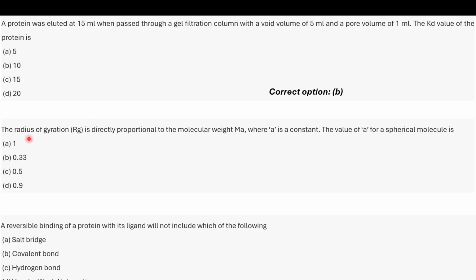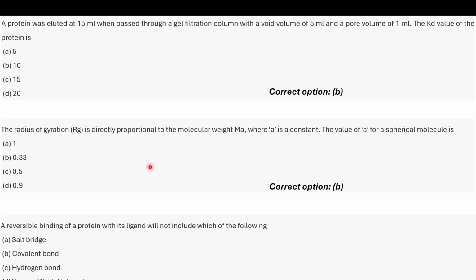Now, the radius of gyration is directly proportional to the molecular weight M to the power a, where a is a constant. So the value of a for a spherical molecule is, can anybody answer? Yes, it will be 0.33. Option B.